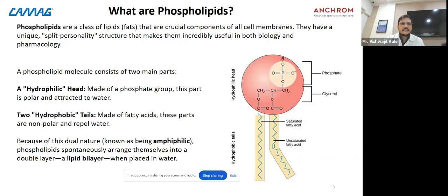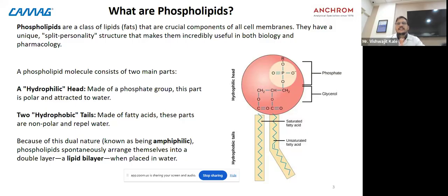So, what are phospholipids? Phospholipids are a class of lipids that are crucial components of all cell membranes. They have a unique split personality structure that makes them incredibly useful in both biology and pharmacology. One end of the phospholipid is polar in nature, that is hydrophilic, and one end is non-polar in nature, that is hydrophobic. So it is very useful to form a lipid bilayer. Formation of the lipid bilayer is very useful in pharmacology as well as in biology.